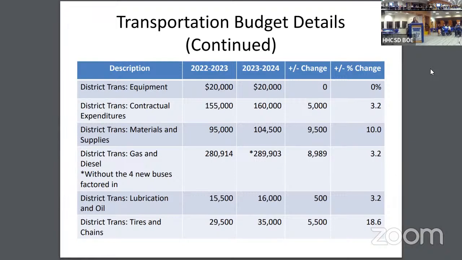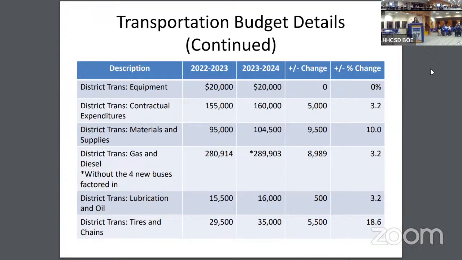Materials and supplies, that's a line that I pay for all the parts to repair the buses, and that increased by $9,500. I find myself having to continue to move money into that budget line. So I increased it by that $9,500 in the hopes that I don't have to do a number of budget transfers in order to meet the needs of the repairs. So that's a 10% increase there.